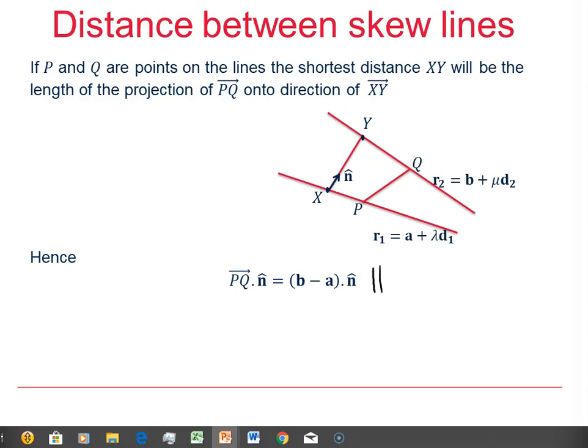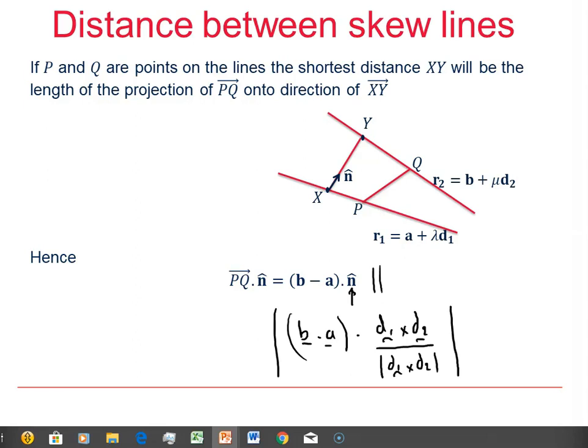Now if we substitute our expression for n hat that we had, we get that b minus a dot n hat came from the cross product of d1 with d2, and to make it unit length we divide it by the length of d1 cross d2. Now this has got to be a positive value, so if we take the modulus of that, we will get the distance between the skew lines, in other words the length of XY.